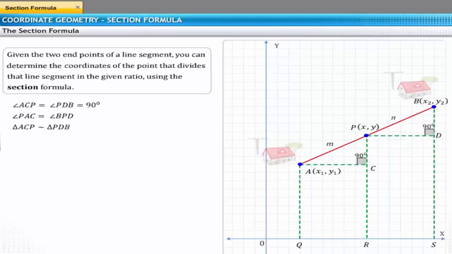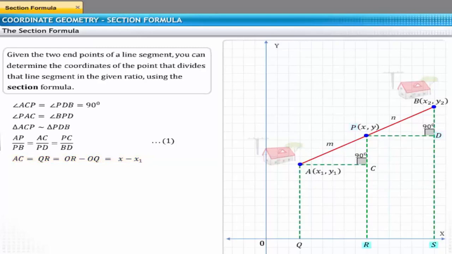In similar triangles, the ratio of the corresponding sides are equal. This leads us to equation 1. AP divided by PB is equal to AC divided by PD is equal to PC divided by BD. As you can see from the graph, AC equals QR. QR is equal to OR minus OQ is equal to x minus x1. Thus, AC is equal to QR is equal to OR minus OQ is equal to x minus x1.